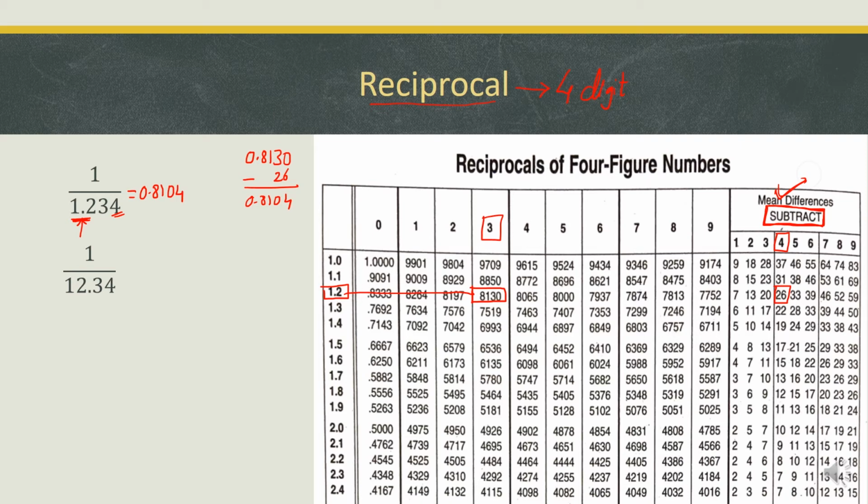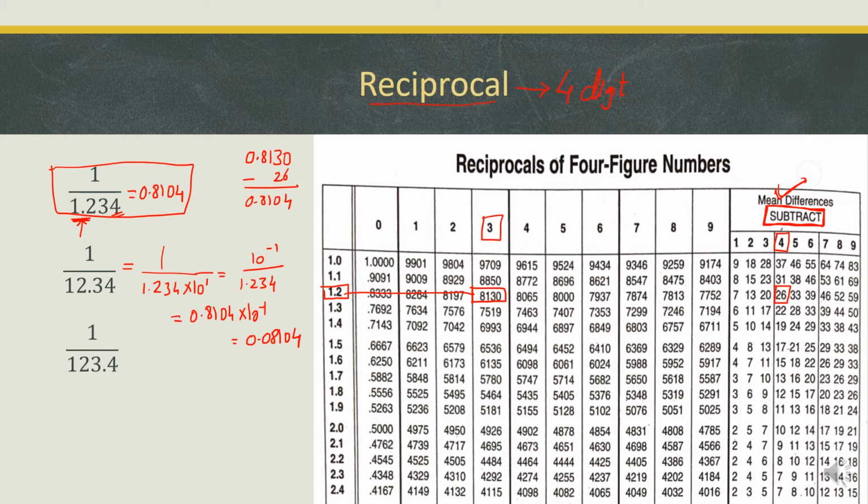Now we got 12.34 over here. If you see, we don't have a number as 12 over here. So what we can do is, we can write this as 1.234 into 10 raised to 1, which is nothing but 10 raised to minus 1 divided by 1.234. Now we already calculated the inverse of 1.234. We can put it directly over here. What we get is 0.8104 into 10 raised to minus 1, which can be simplified as 0.08104. Okay, let us go ahead with the next example.